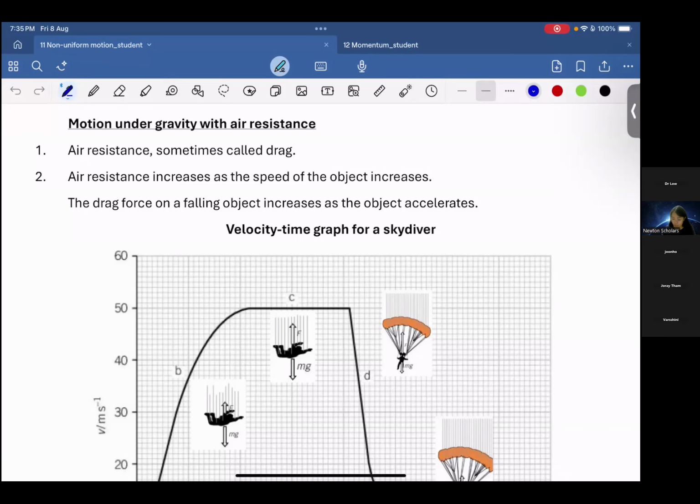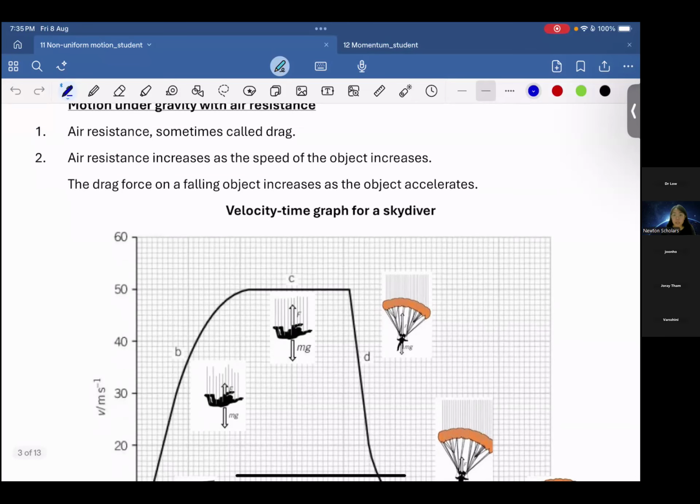But it's okay. Here, air resistance, sometimes we call it drag. You need to know that air resistance will increase when the speed of the moving object increases. Imagine if you're walking, you cannot feel any air resistance. But if you try to run, then you can feel the air resistance. So air resistance will increase when the speed increases.